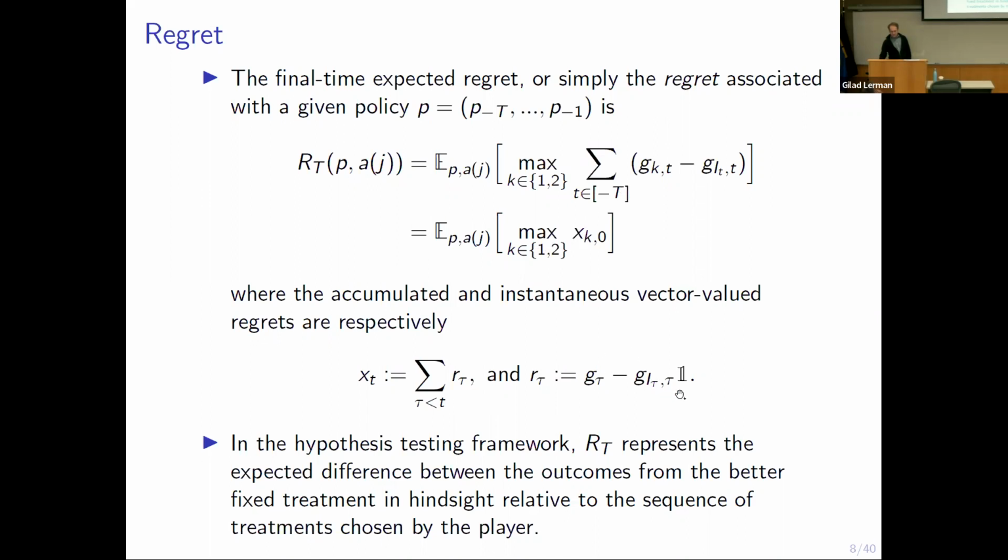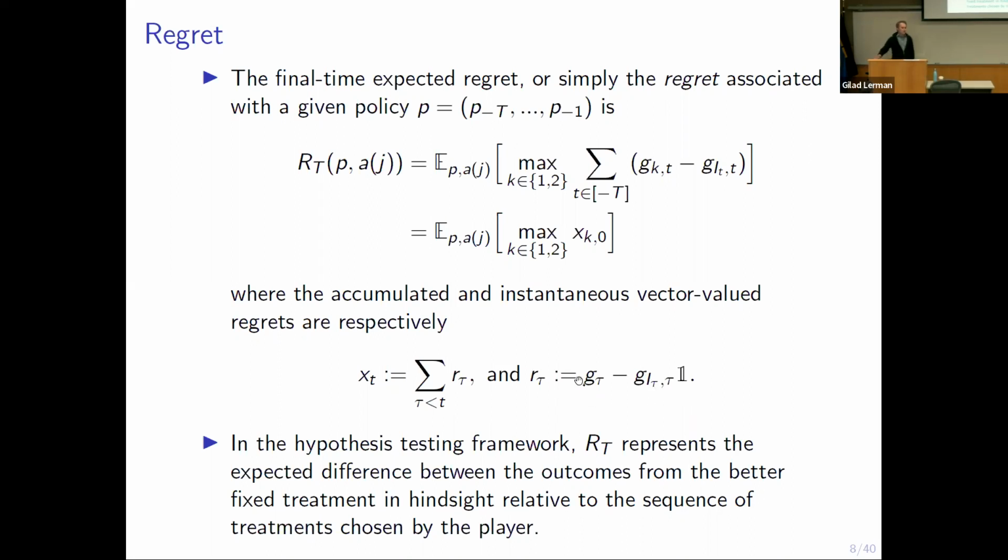This is just the instantaneous regret. This is just the vector of all ones. So at time tau, this is G_i(tau), the gain of the player. And then this allows you to compare how the player does relative to both arms.